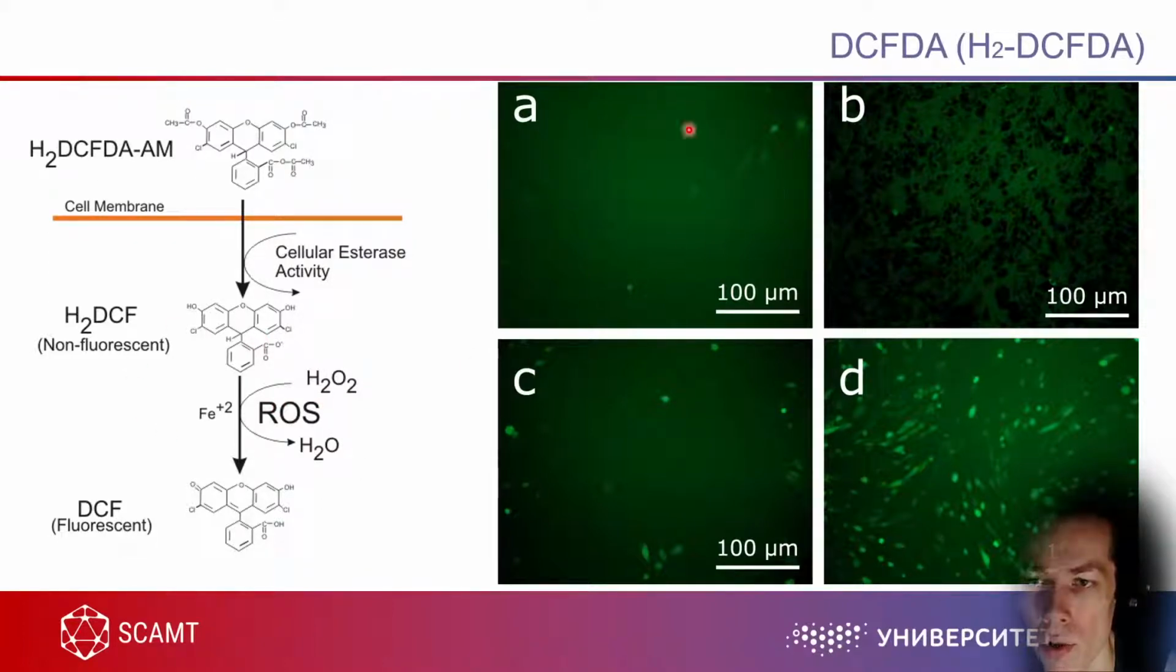As you can see, in control samples there is no fluorescence. In the sample incubated with magnetite nanocontainers, again maybe a couple of cells. This is a low concentration of hydrogen peroxide, and this is a high concentration of hydrogen peroxide. So the result is obvious: no reactive oxygen species generation here, and the positive control shows a lot of ROS accumulation in cells.